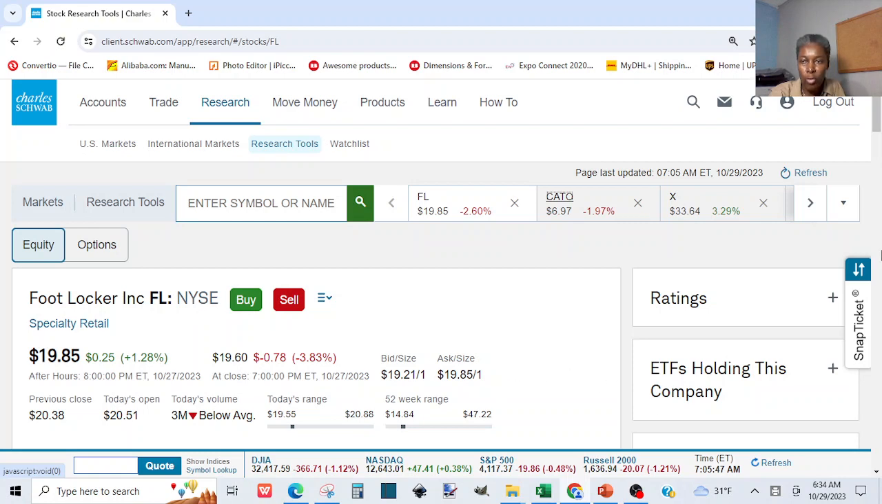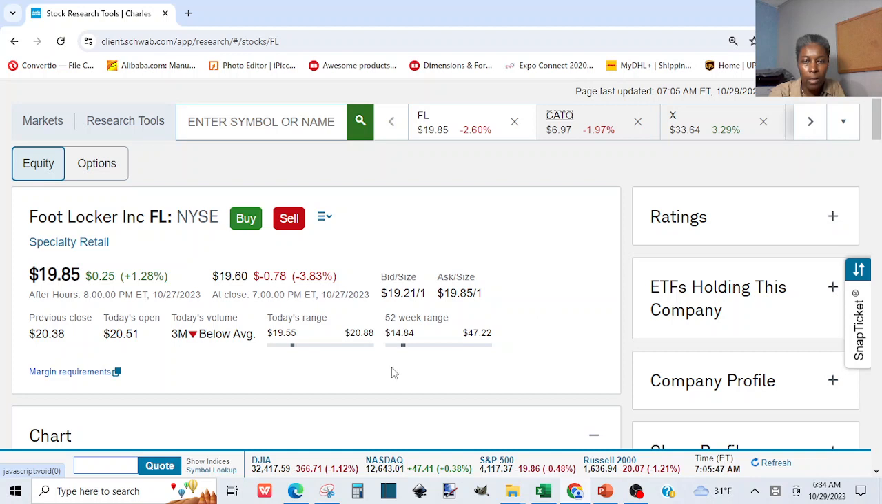So while you are here, you want to record the 52 weeks low and the 52 weeks high. So 14.84 and 47.22. And while you are here, why not compare how much it is selling now to the 52 weeks range? At this point, that mark there is the price on that range. So at this point, it is closer to the 52 weeks low than it is to the 52 weeks high. Let's continue to the dividend.